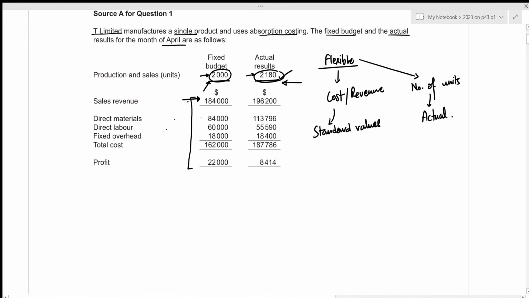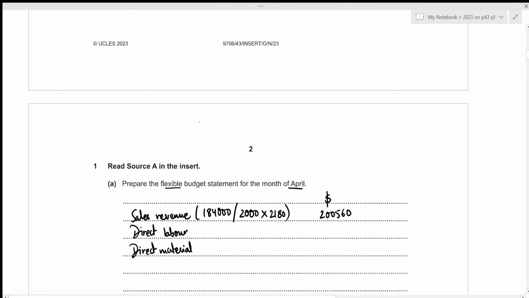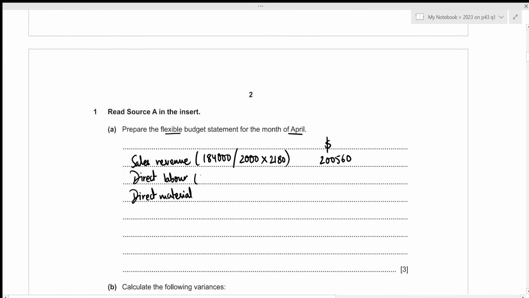The next step would be to calculate the direct labor and the direct material. So for direct materials we have 84,000 and for direct labor we have 60,000. So for labor we had 60,000. We divide it by 2,000 so that we get the standard direct labor cost per unit. Then we multiply it by the actual number of units. This will give our flexible direct labor value to be of 65,400.